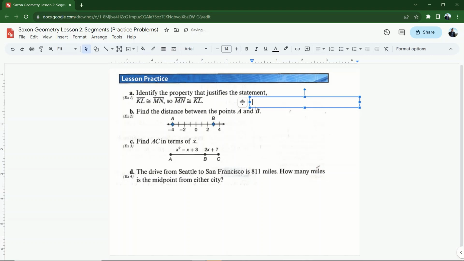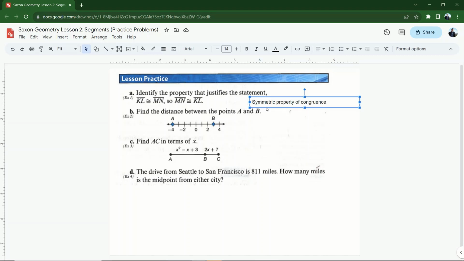This would be the symmetric property of congruence, which says that if a segment is congruent to a second segment, and we know because they have the same measure, that second segment must be congruent to the first segment.